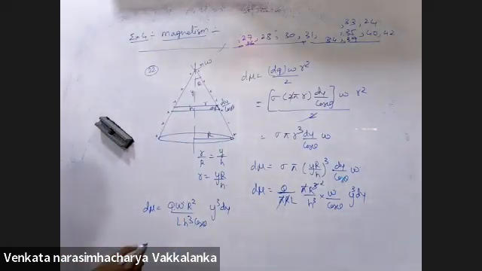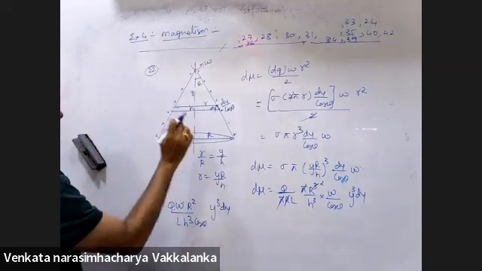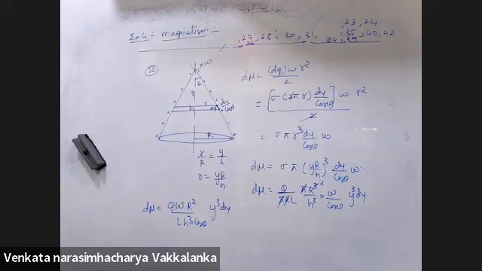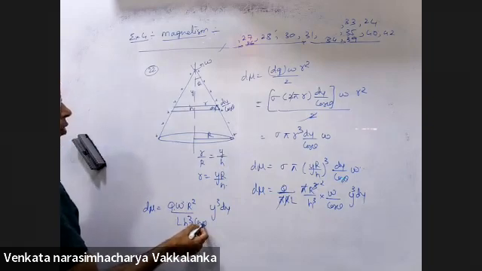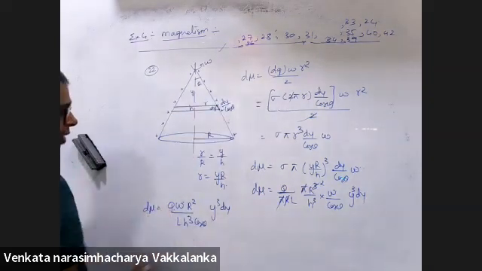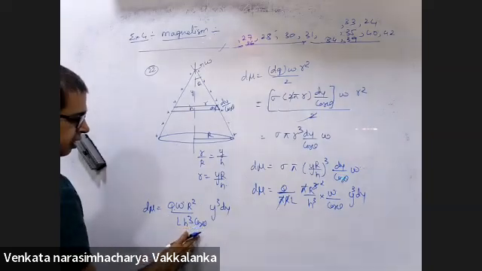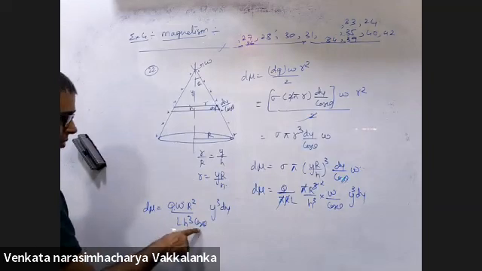Now, slant height L is not known. I need it in terms of h and capital R. Capital R is given or not? No, h is given, height, and theta is given. Cos theta is h by L. But then we need to keep cos theta because that's given.